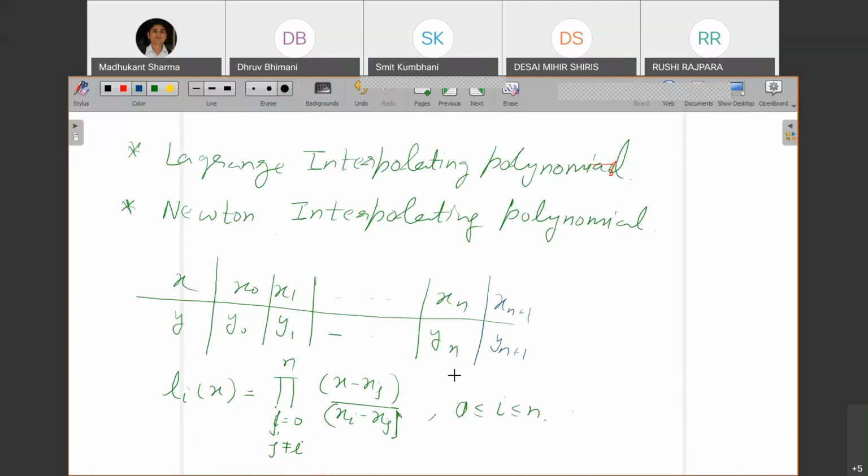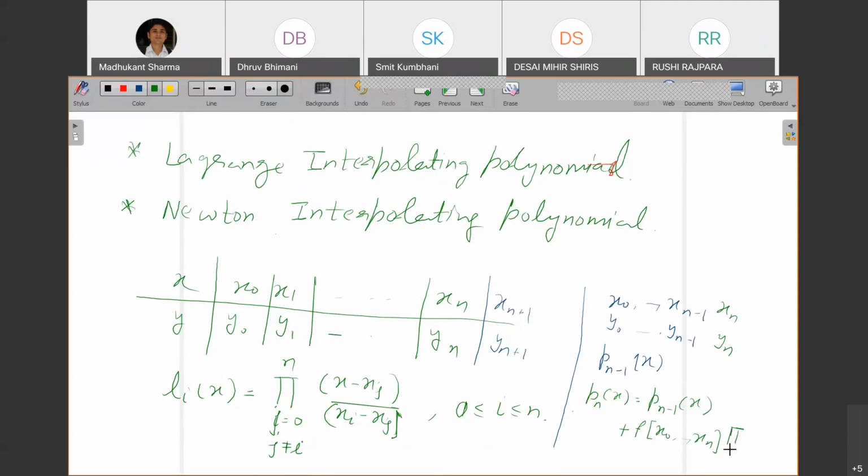On the other hand, if you go for Newton's interpolating polynomial, you have already seen that if you use x0 to xn minus 1 data and the corresponding y0 to yn minus 1 for constructing an interpolating polynomial Pn minus 1 of degree at most n minus 1, then if you add one more point here, xn and yn, you can certainly get Pn of x by using the previous one, just by adding a single term Cn. Cn was the nth divided difference of x0 to xn times the product over i equals 0 to n minus 1 of x minus xi.